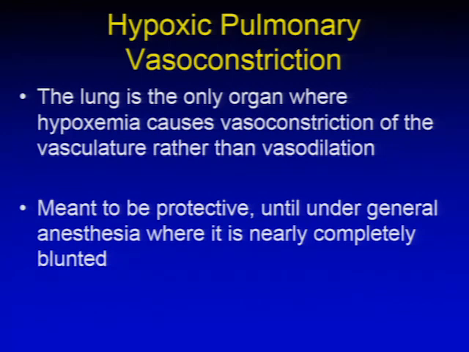The pulmonary vasculature protects against shunting with hypoxic pulmonary vasoconstriction. The constriction of vasculature in the hypoxemic region shunts blood to oxygenated areas of the lung, improving VQ matching. Other organs such as brain, muscle, etc. vasodilate in the setting of hypoxemia. Unfortunately, however, general anesthesia obliterates this protective effect.